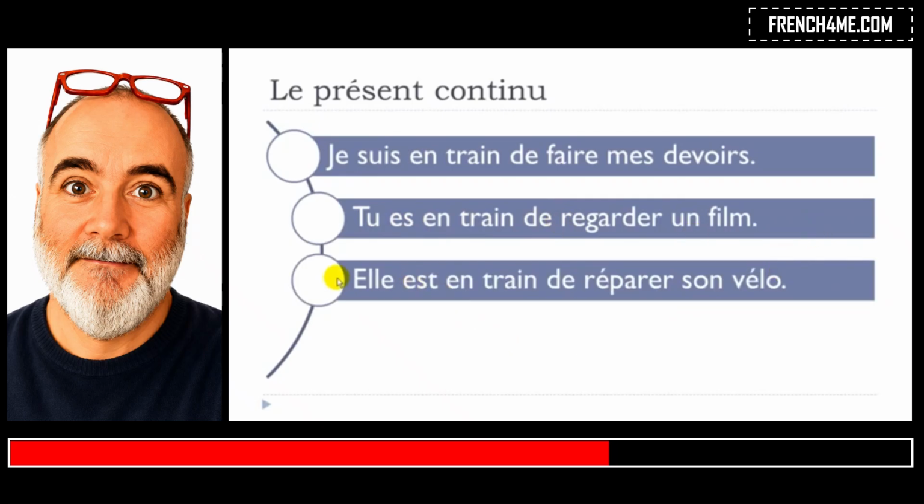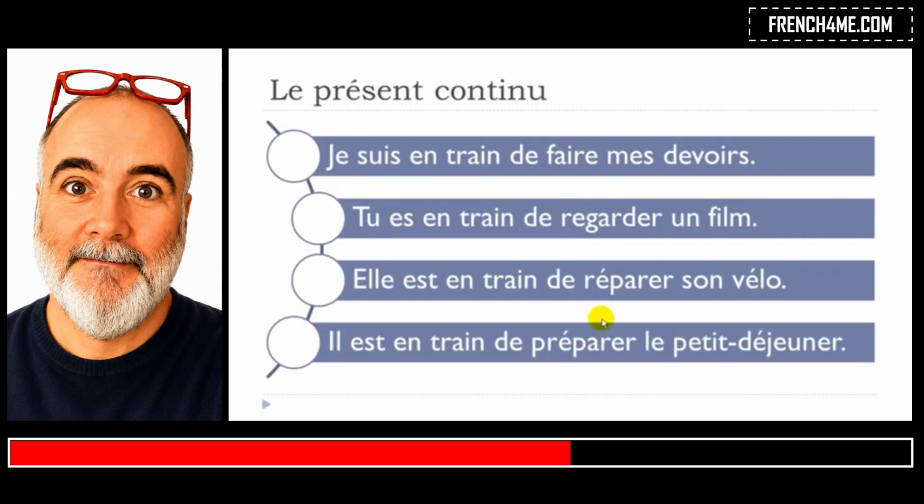And then, elle est en train de réparer, so to repair, son vélo, her bike. Elle est en train de réparer son vélo. All right, so same thing, it's continuing, it's taking place at the time when you are talking. And the last one, il est en train de préparer le petit déjeuner. Préparer, to prepare, le petit déjeuner, breakfast. Okay, so at the time when you are talking, he's doing it right now, and the process is continuing.